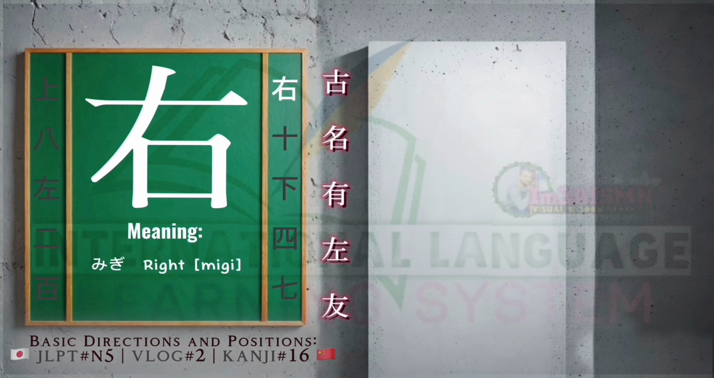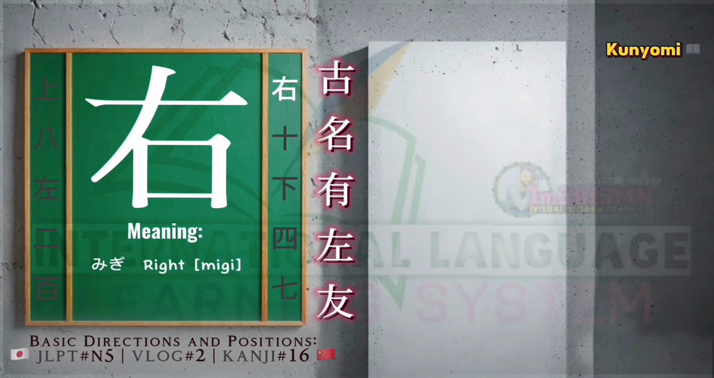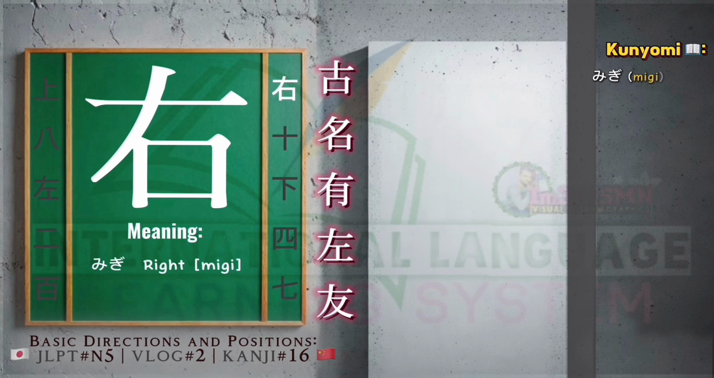Similar types of this kanji. Kunyomi reading of this kanji: 右. Onyomi reading of this kanji: ゆう.